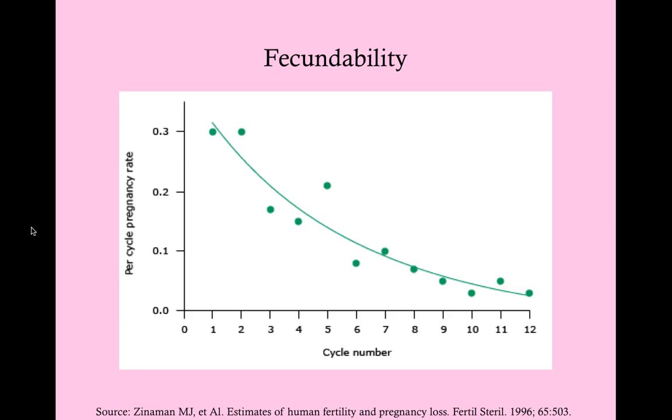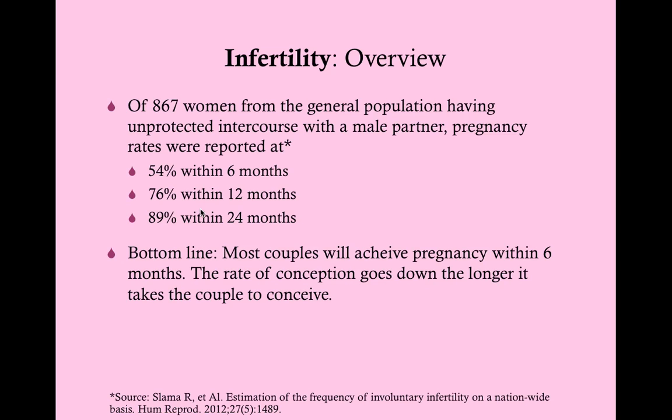So this is fecundability. The fecundability rate goes down the longer it takes them to get pregnant. And all that is showing you is that they're more likely to have infertility issues if it's taking them too long. The longer it takes them, the more likely they are to have infertility issues. But the average is about 20 to 25% in the general population.